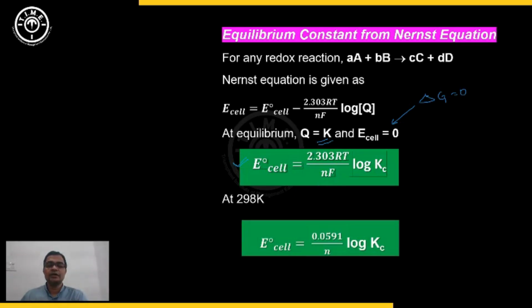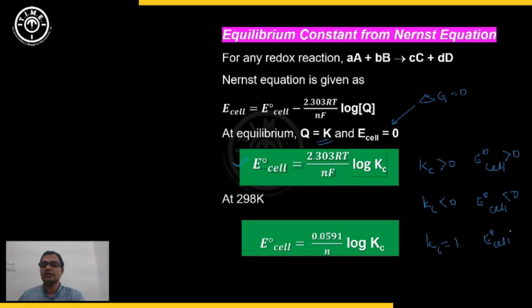Okay? So finally, this term 2.303 RT by F you will get 0.0591 by n multiplied with log Kc, that is equal to E naught cell. This is the relation between E naught cell and the equilibrium constant. Here point to remember, if Kc value is greater than 1, then E naught cell value is greater than 0. If Kc value is less than 1, then the E naught cell value is less than 0. If Kc value is equal to 1, then E naught cell value is equal to 0.